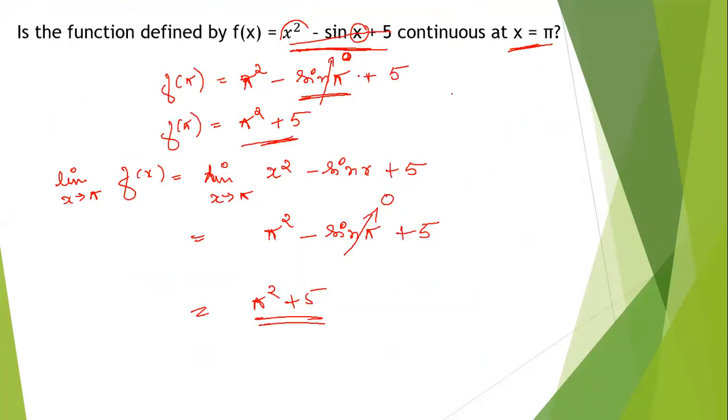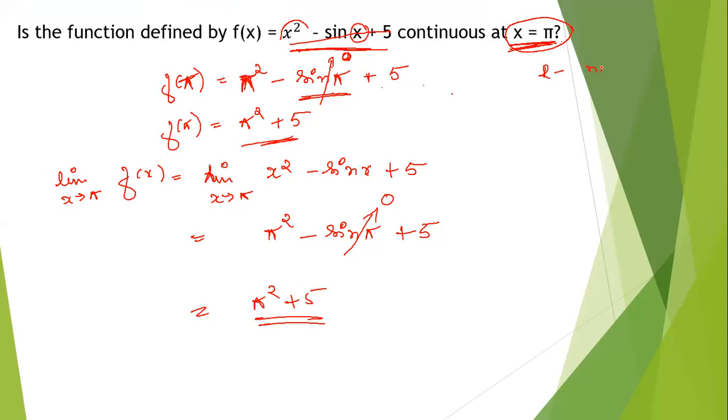This question, see here, you need to check whether the function is continuous at x is equal to pi. So first find the value of the function. Wherever there is x, you replace it by pi. So you get pi square plus 5, since sin pi is sin 180.